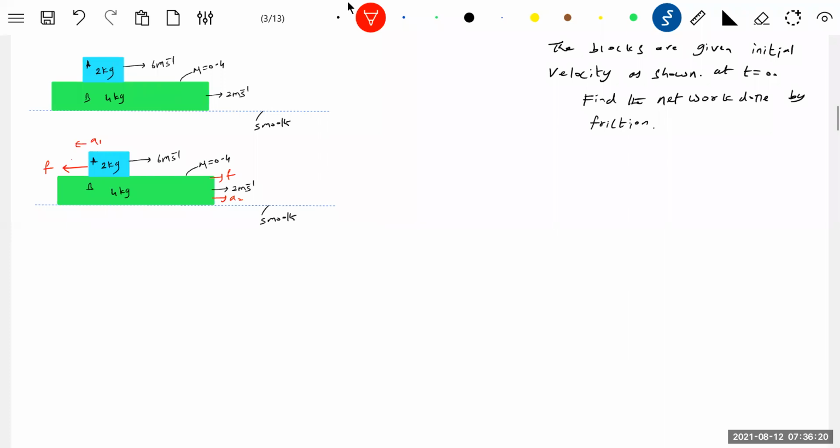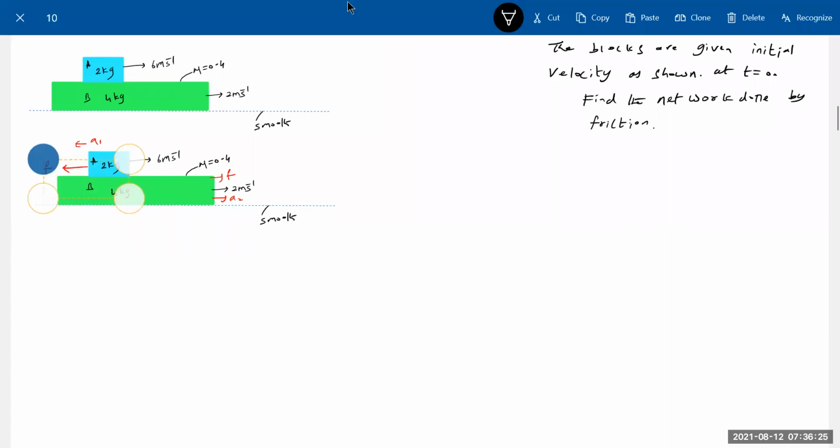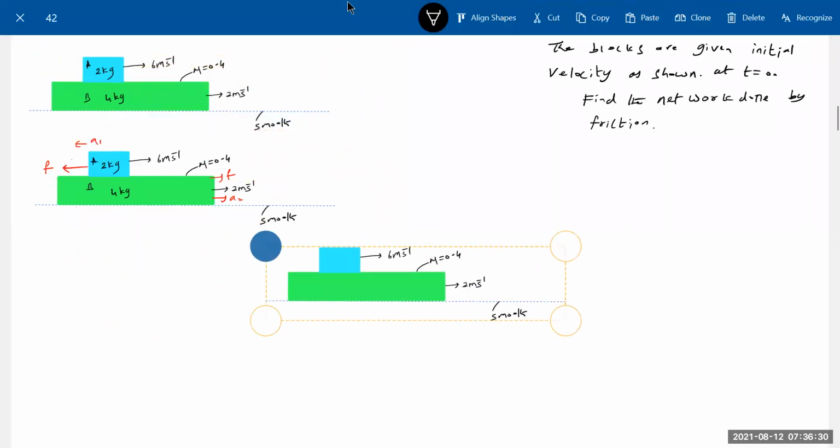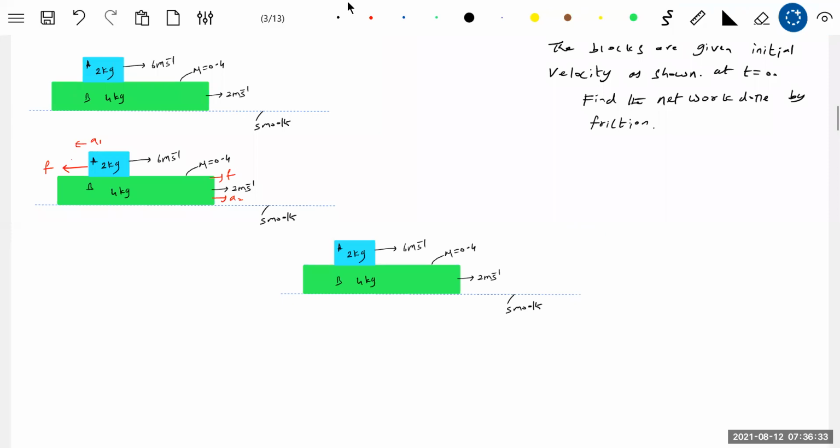Okay, finally, what will happen? After some time, there won't be slipping between the blocks. Initially, this was the starting point, and somewhere here they will be. So after some time, there won't be slipping and they'll be moving with a common velocity. Though the surface is rough, still friction will not act.